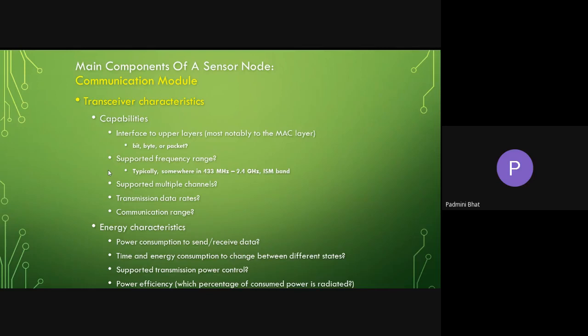Time and energy consumption to change between different states. What that changing between states is, we will see later. We need to calculate the time taken to change from one state to another. For example, now I have only one channel, so if I transmit, the next time I cannot receive simultaneously.